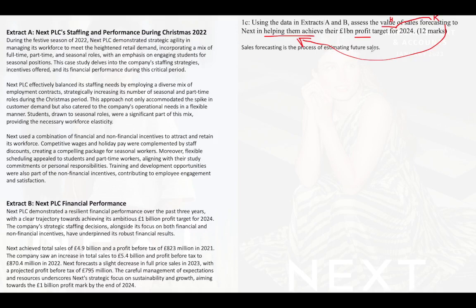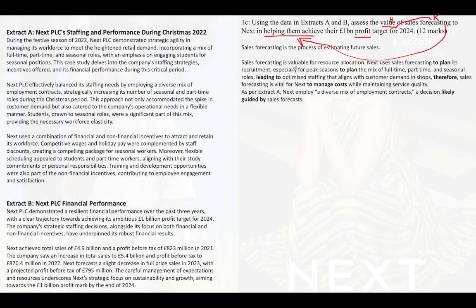This estimating future sales will be based on previous sales, which are highlighted in extract B. And we can see that they've had pretty good sales. Yeah, this is really good growth in profitability, for example. And we've got a growth in sales there as well. Okay, now they're expecting it to dip in 2023. So that is also part of the story about sales forecasting.